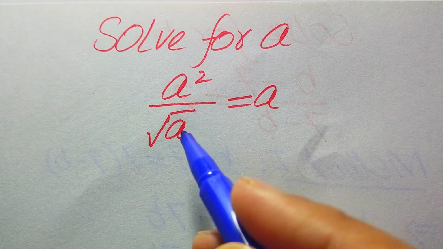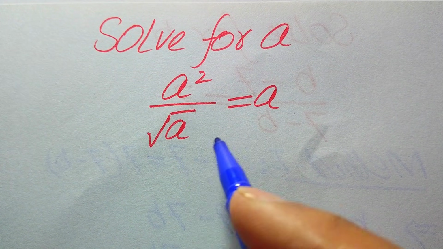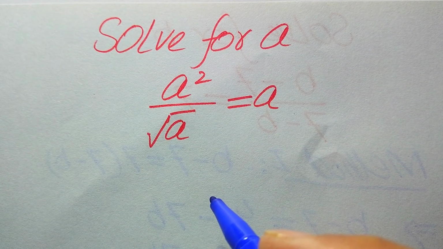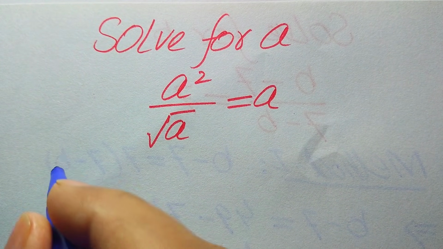So here we have a squared divided by the square root of a is equal to a, and we solve this problem for all the values of a. First we need to find all the roots of this equation, and at the end we will verify which of the roots are solutions and which are extraneous roots. Further, we solve this problem by two methods.